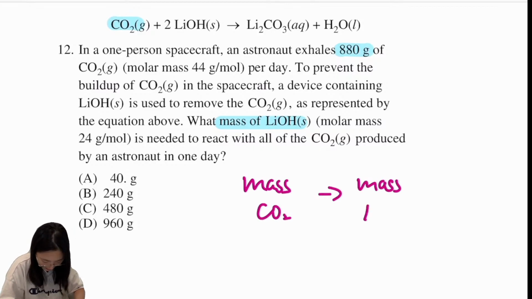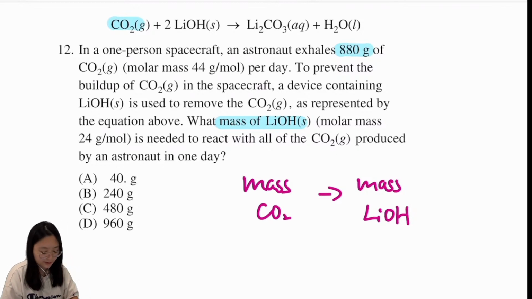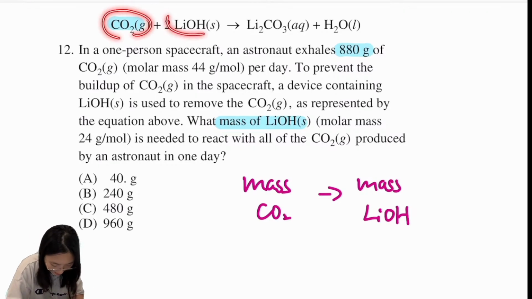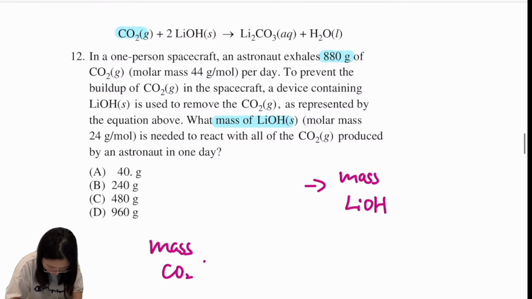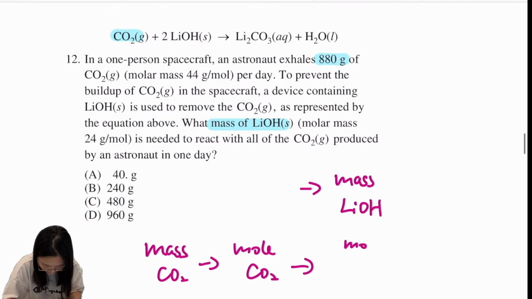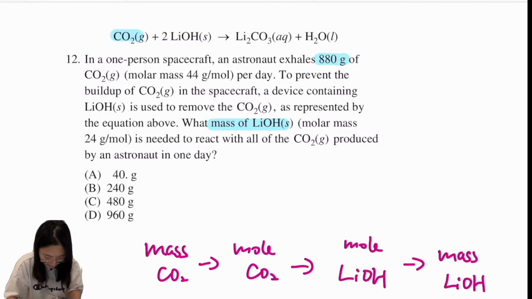When you are given the balanced chemical equation, you can't do a direct conversion between mass and mass. You can only do a direct conversion between mole and mole. So going from carbon dioxide to lithium hydroxide, you can do a mole conversion: 1 mole of carbon dioxide corresponds to 2 moles of lithium hydroxide. So first, I have to convert the mass of the carbon dioxide into moles, then do the mole conversion to moles of lithium hydroxide, and then convert it back to the mass of the lithium hydroxide.